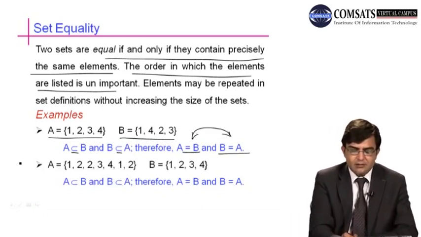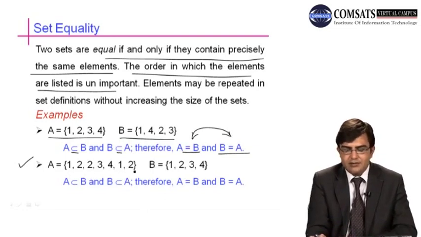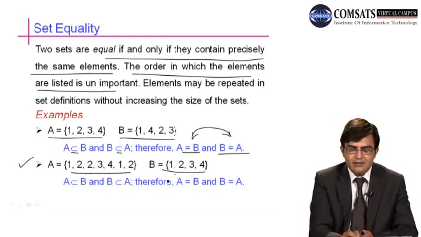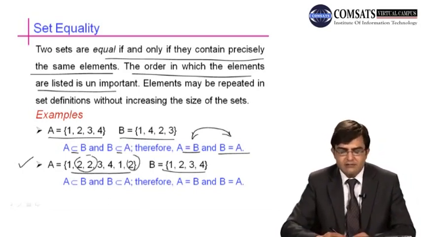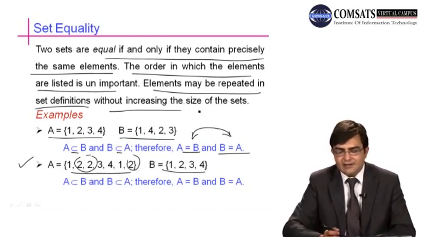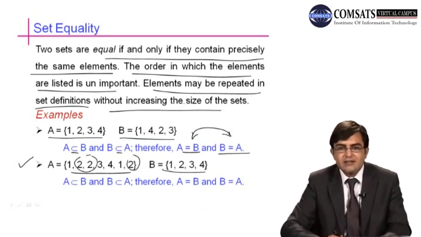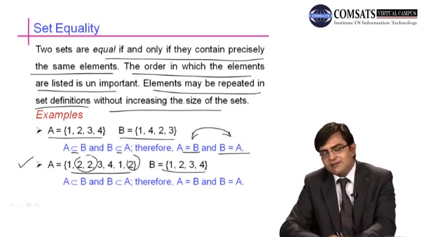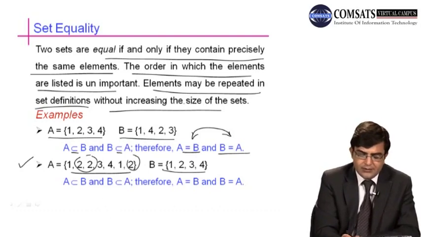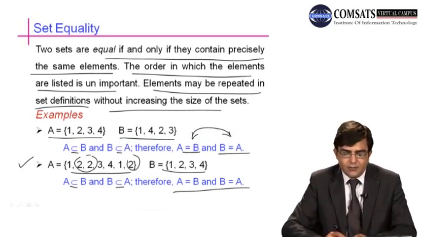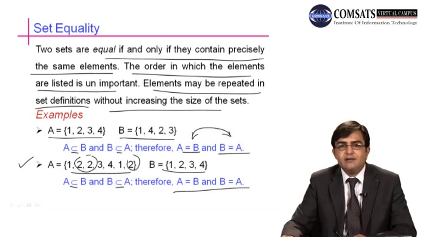Similarly, take set A as 1, 2, 2, 3, 4, 1, 2 and B as 1, 2, 3, 4. Here we have 4 distinct elements in each, but the element 2 is repeated 3 times. Even then, elements may be repeated in a set definition without increasing the size of the set. So the size, or cardinality, of this set is also 4. They have exactly the same elements, so A is an improper subset of B, therefore A is equal to B and B is equal to A. So this is how we see the equality of two sets A and B.